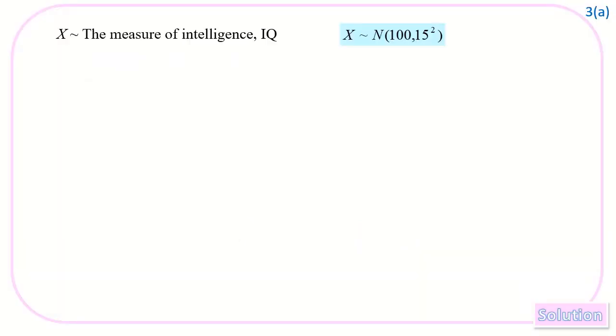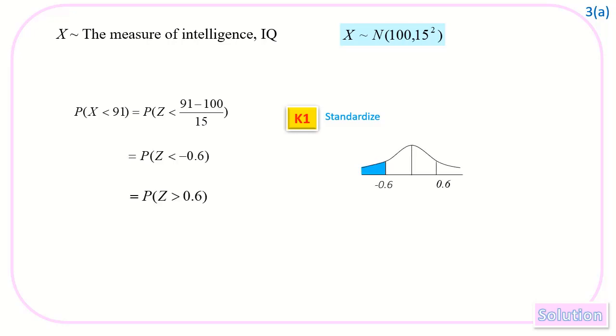For Question 3a, we are going to evaluate the probability of x less than 91. The first mark we give is for standardization, and the second mark is for reading the standard normal table for the value of P(Z greater than 0.6), and J1 for the final answer.